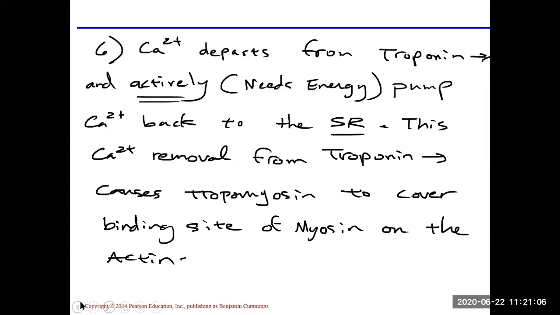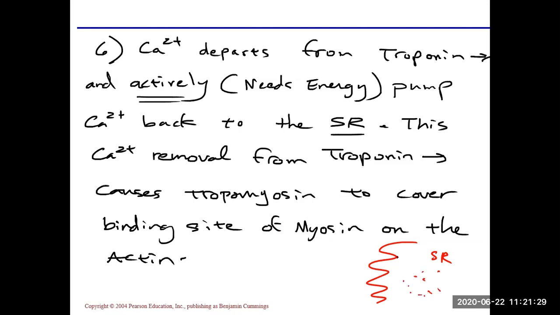Step number 6. Remember, calcium got out from the SR. So we need to put it back. Calcium is removed from the troponin and it needs to go back to the SR. So if you recall, here was the SR. It had a lot of calcium inside, for example.